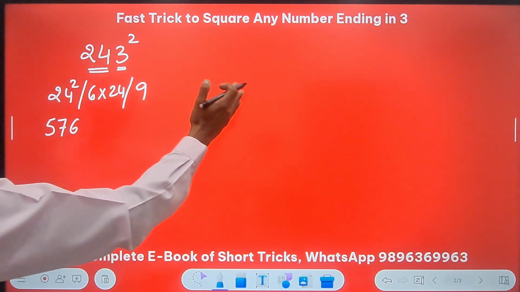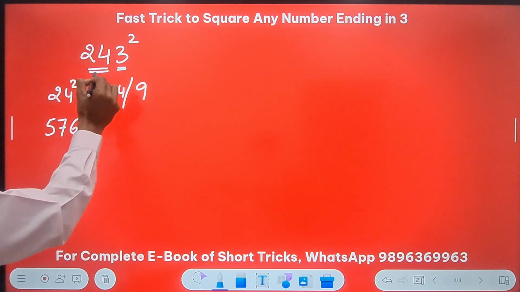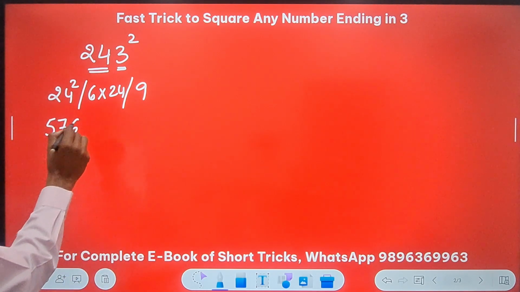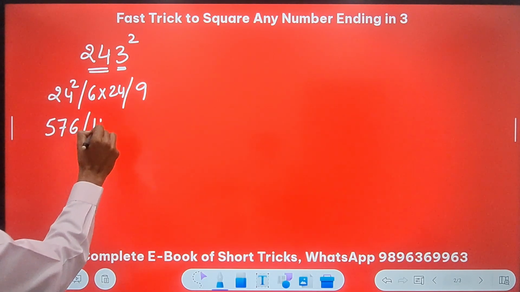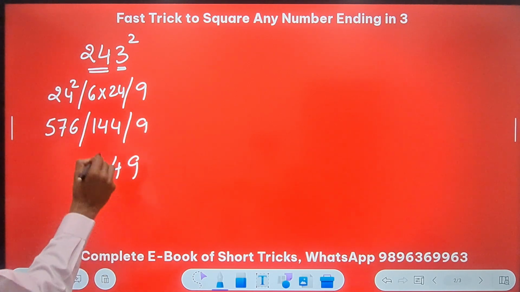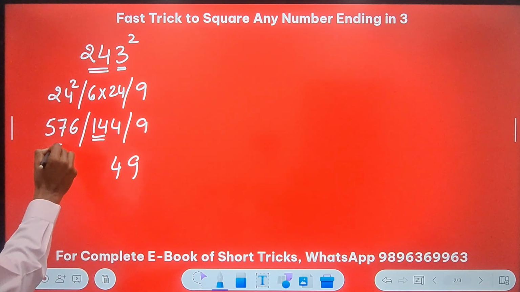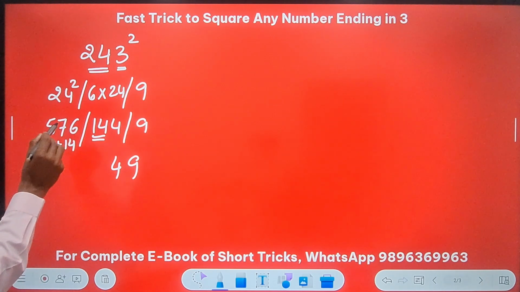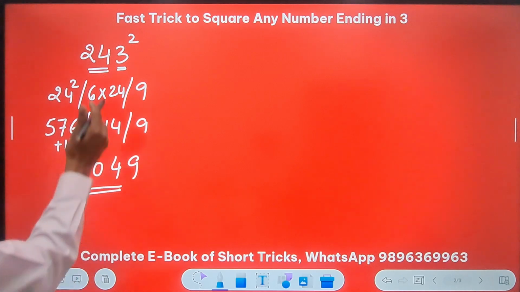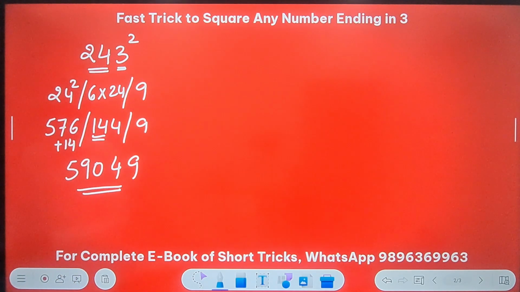In the next question, I'll be taking up a number whose square you still have to find. So 24 into 6 is 144, and finally we have the 9. So the 9, the 4 and this 14 gets added here, which gives you 590. So 59049 is the square of 243.